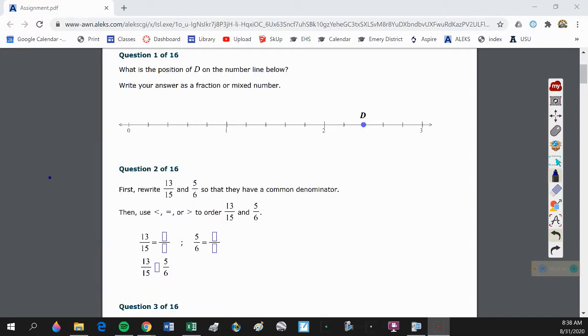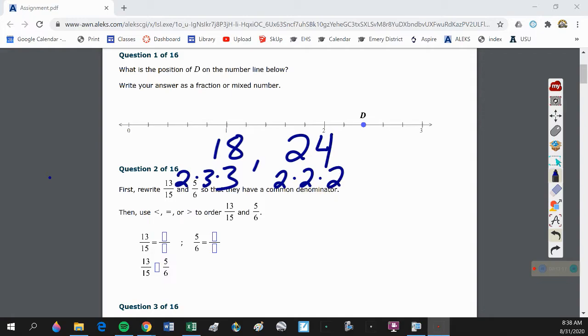So what if I had 18 and 24. So I break it down as far as it will go. 18 is 2 times 3 times 3. And 24 is 2 times 2 times 2 times 3. Do you guys know how to do that? You don't? Do you need help with factoring? Anybody need help? No, we're good?